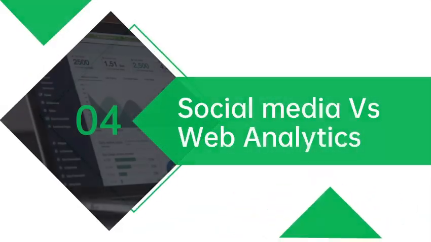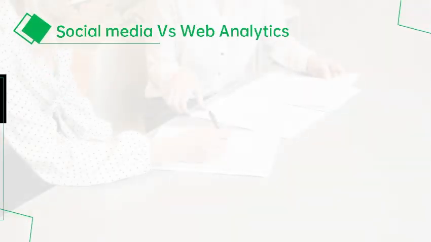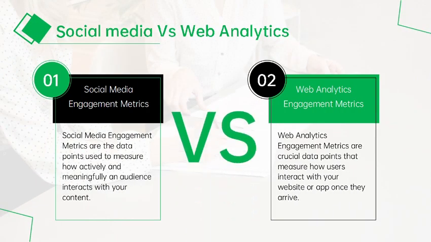Now, you might be wondering, how do social media analytics differ from web analytics? Social media engagement metrics measure how actively users interact with your posts through likes, shares, comments, and reactions. On the other hand, web analytics focus on how users behave once they reach your website, tracking their journey, clicks, time spent, and conversions. Both types of analytics work hand in hand. Social media draws users in, while web analytics tells us what happens next.